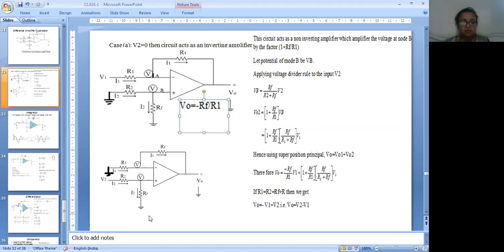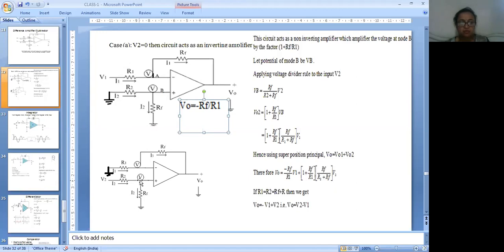Now, you just see the circuit diagram. When the input is applied to the non-inverting terminal, this is the circuit diagram. This circuit looks like a non-inverting amplifier, which is going to amplify the voltage at point B. This is node B and this is node A.